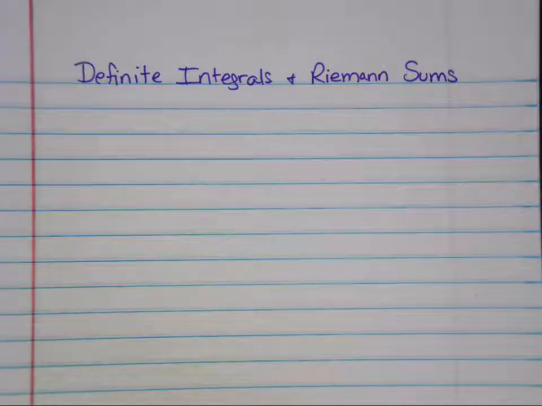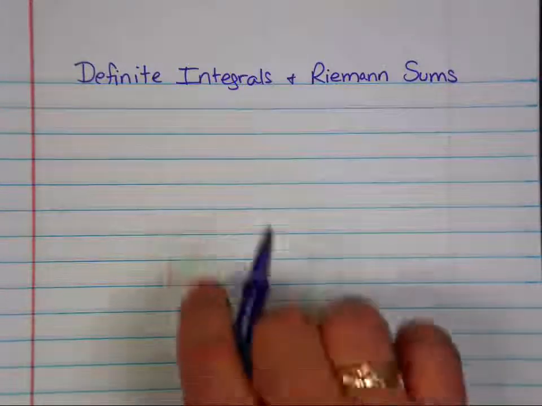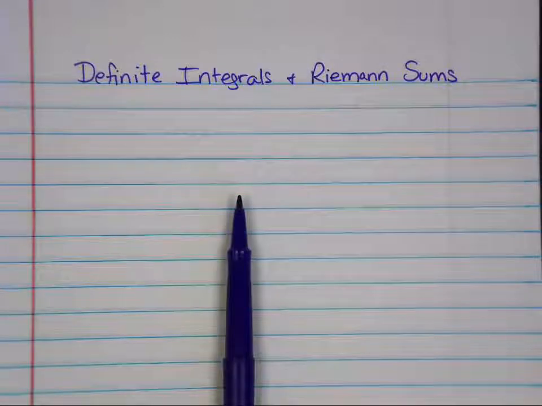Okay, a couple weeks ago we learned what a Riemann sum was. Who in here can tell me what a Riemann sum is used for? Why did we need to learn about them? What did they help us do? They helped us find area under a curve. It was an estimate, right?